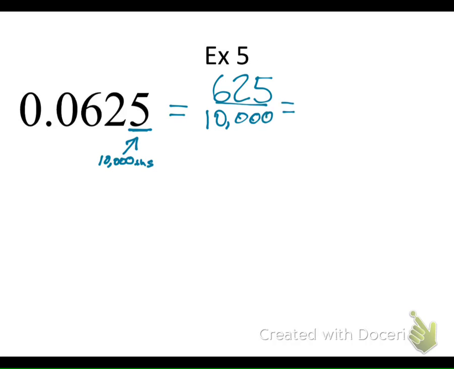Someone go ahead and punch into your calculator with the fraction button 625 over 10,000. What was it? Yeah. It's 1/16. That's your answer because you can't reduce that anymore, right? Because there's a 1 on top. Here's the next.